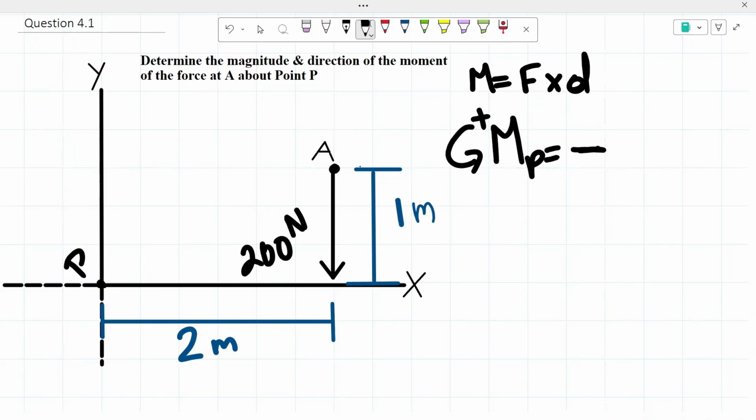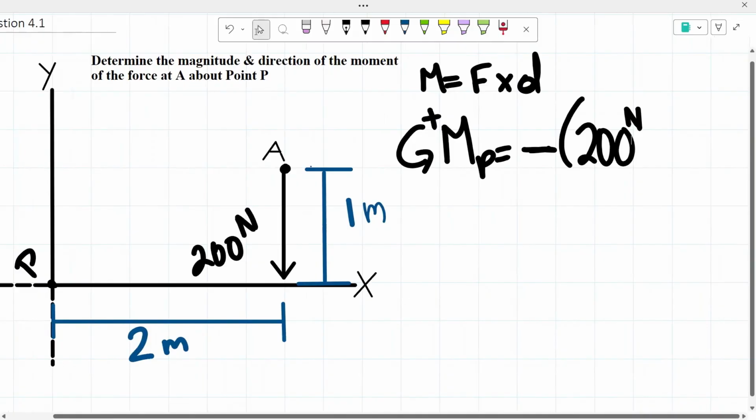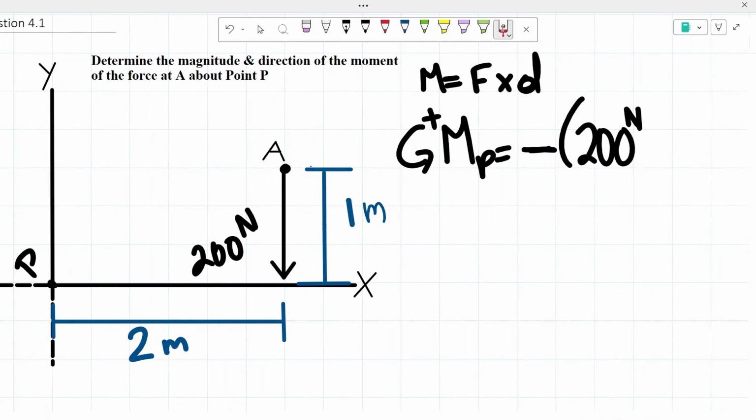So we could write negative, and then from there, we have our 200 newtons. And then we know that we have to multiply our force by the distance. And as you can see, they give us two distances here. We have the 1 meter, and we know 2 meters.